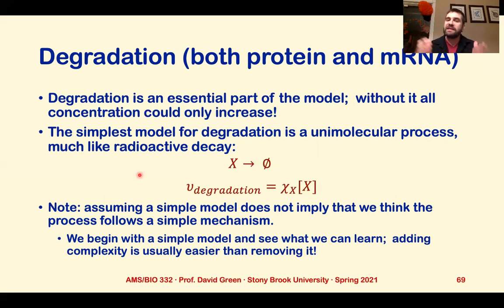It's often easier to add complexity to a model if we realize that there's something missing, that our model is unable to capture important behavior. We can look at what the missing pieces are and what complexity we might add to our model that might fix that, that might correct that. It's easier to do that than to start with an overly complex model and then try to take pieces away.